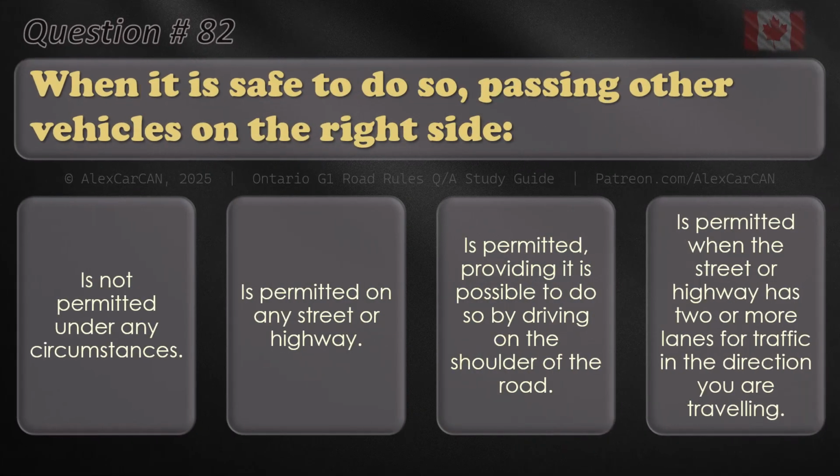Question number 82. When it is safe to do so, passing other vehicles on the right side is not permitted under any circumstances. Is permitted on any street or highway. Is permitted, providing it is possible to do so by driving on the shoulder of the road. Is permitted when the street or highway has 2 or more lanes for traffic in the direction you are traveling. The correct answer is permitted when the street or highway has 2 or more lanes for traffic in the direction you are traveling.